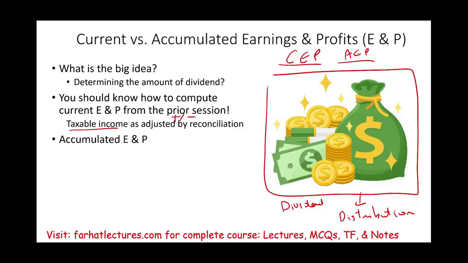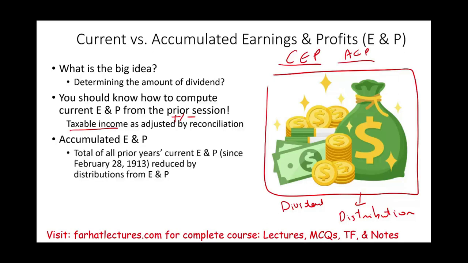What is AEP? Well, AEP is accumulated earnings and profit. It's the total of all current years' CEP since 1913, when the first corporation was incorporated, reduced by any distribution of EEP. So AEP is an accumulated account of CEP.